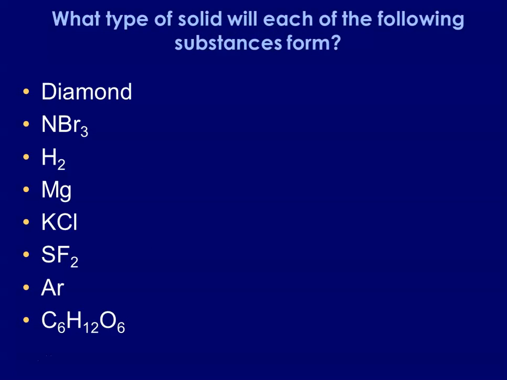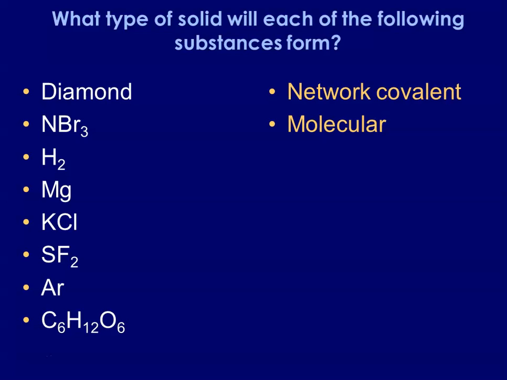So the first question I have for you is, what type of solid will each of these form? So diamond is going to be made of carbon covalently bonded to one another, so that's network covalent. NBr3 is nonmetals that are coming together, and that's going to be a polar molecule because the nitrogen will have a lone electron pair if you draw it out. It's a molecular substance, a molecular solid. Hydrogen is also a molecular solid because it is the same element, but there are two atoms bonded together.